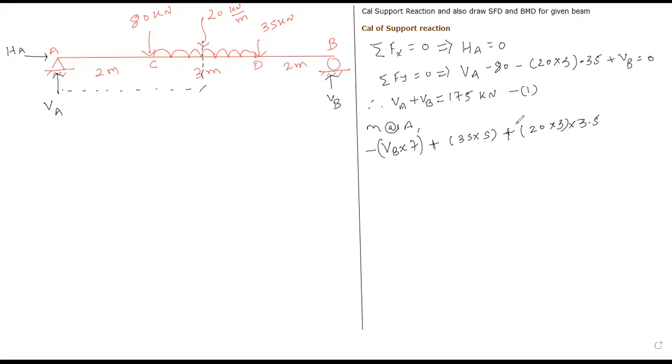Please confirm in the chat box. Next is the 80 kilonewton point load, plus 80 into 2. That should be equal to 0. Please give me the value of VB. What is the value of VB?